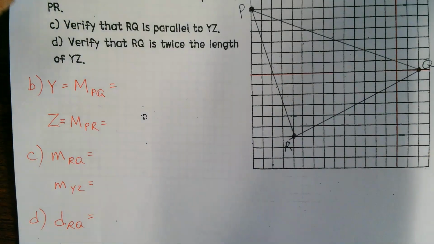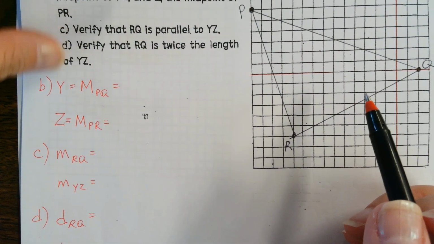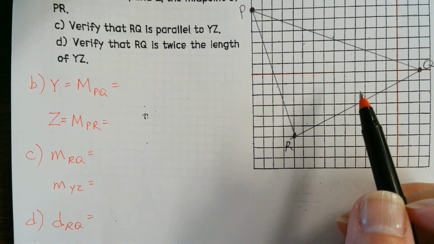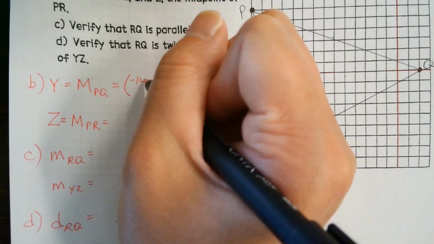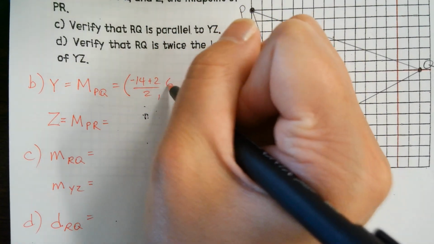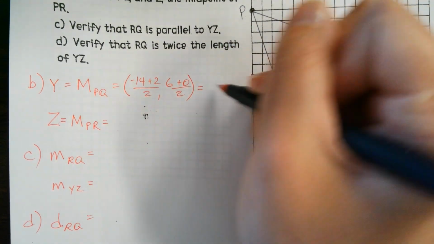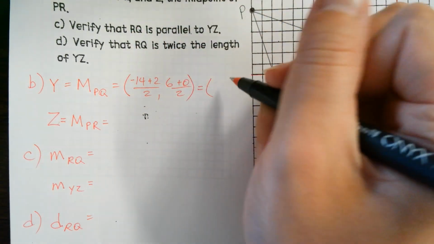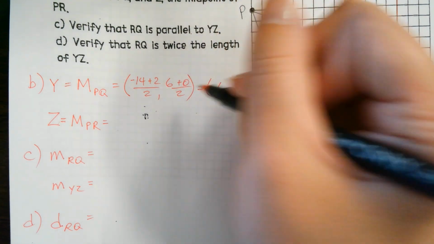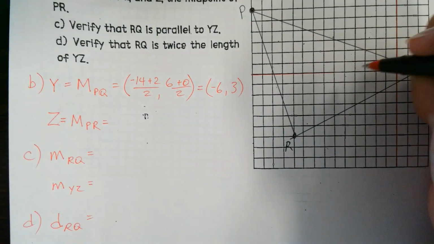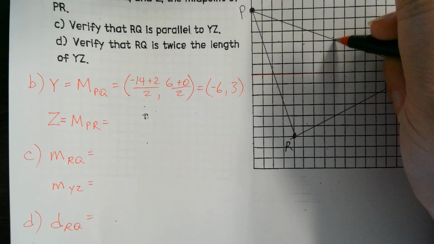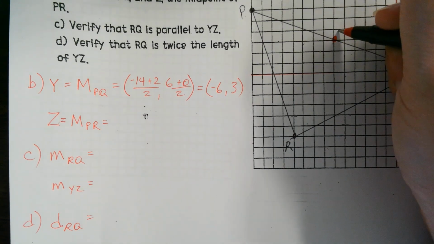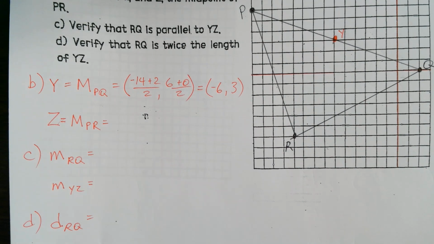Let's pick up number 3 from the review package. So first off, I will need to find the midpoint of PQ. Using the midpoint formula, negative 14 plus 2 over 2, 6 plus 0 over 2. When you simplify it, you get negative 12 over 2, which is negative 6, and then 6 divided by 2, 3. So negative 6 and 3, right here. So this is point Y. Looks like the midpoint to me, so I'm pretty confident with my answer.